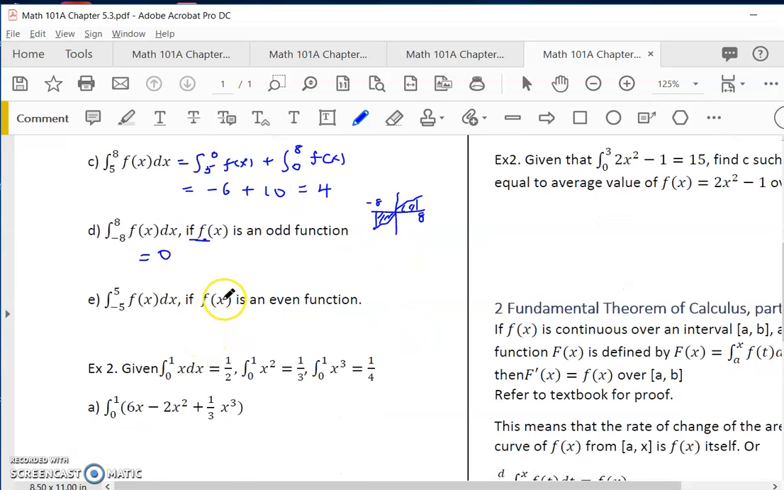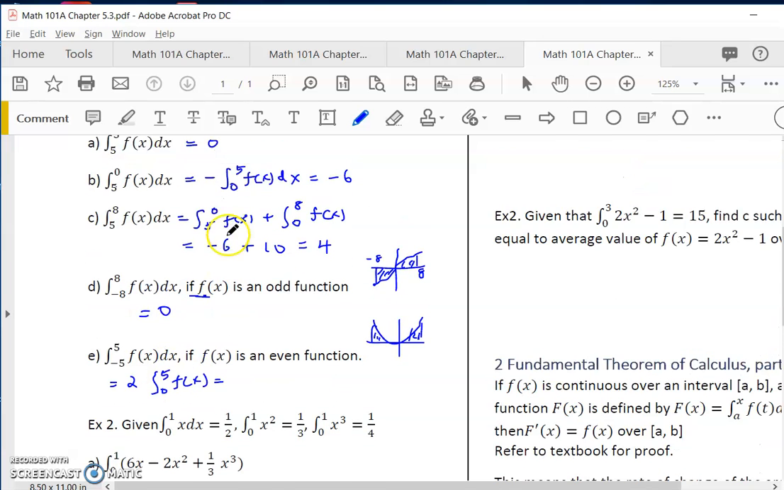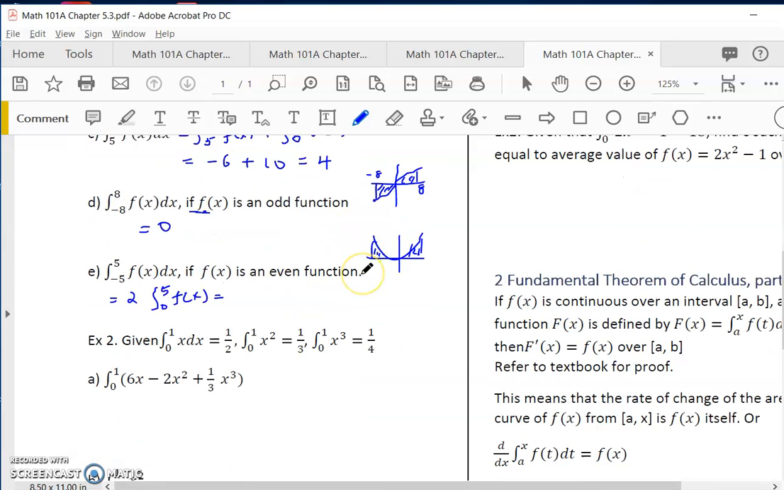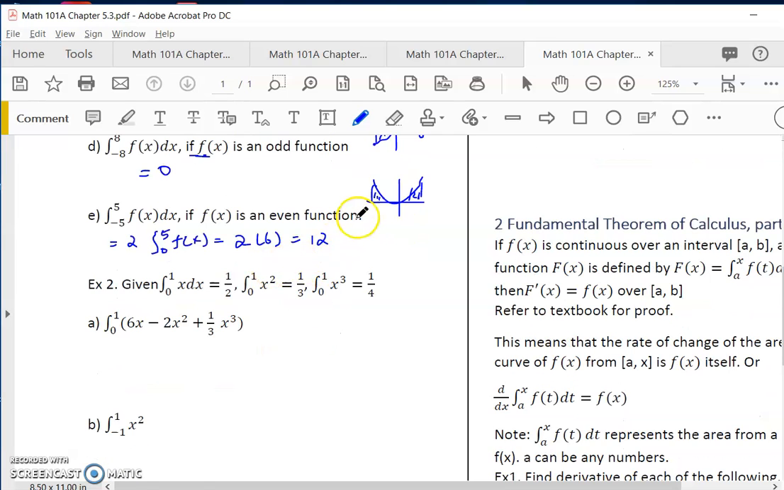But if f is an even function, it's symmetrical, right? It'll be like that. So this area and this area are supposed to be the same. Not necessarily a parabola, but they're just a mirror image of each other. So this would be equal to 2 times the integral from 0 to 5 of f of x. Earlier they say from 0 to 5 is 6. So 2 times 6 equals 12. So you can see you can calculate some definite integrals by using properties.